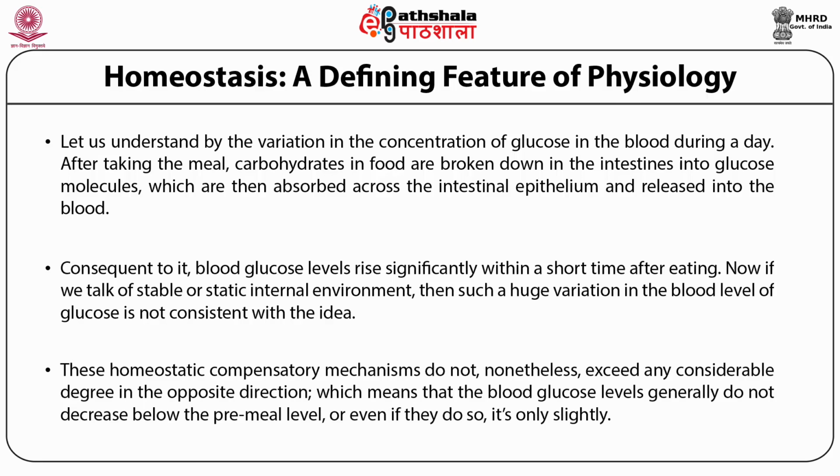These homeostatic compensatory mechanisms nonetheless do not exceed any considerable degree in the opposite direction, which means that blood glucose levels generally do not decrease below the permissible level, or even if they do so, it is only slightly. In the case of glucose, the endocrine system is foremost accountable for this adjustment, but a number of control systems may commence to regulate other processes.